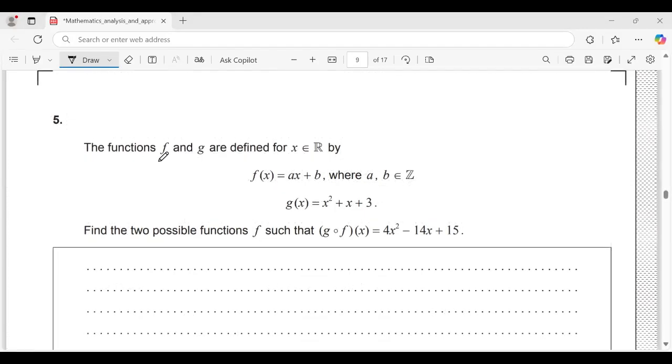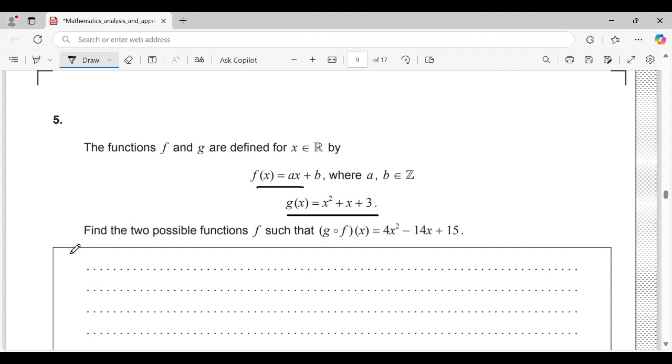Number 5. The functions f and g are defined for x element of R by f(x) equal ax plus b, g(x) equal x squared plus x plus 3. So this is f(x) and this is g(x). There are two functions. Find two possible functions f such that g of f(x) equal 4x squared minus 14x plus 15.